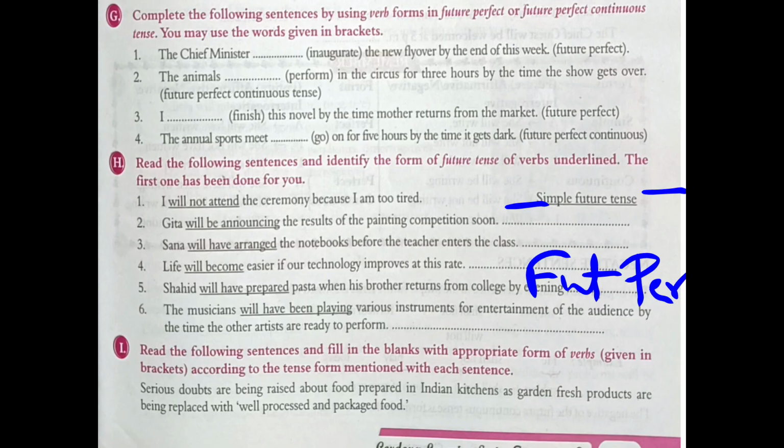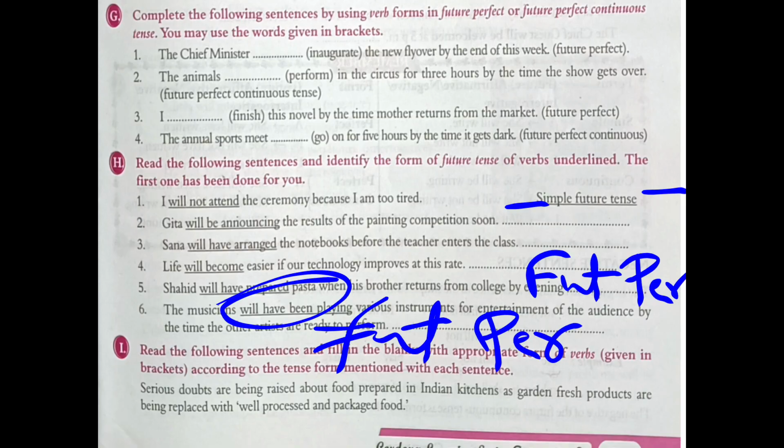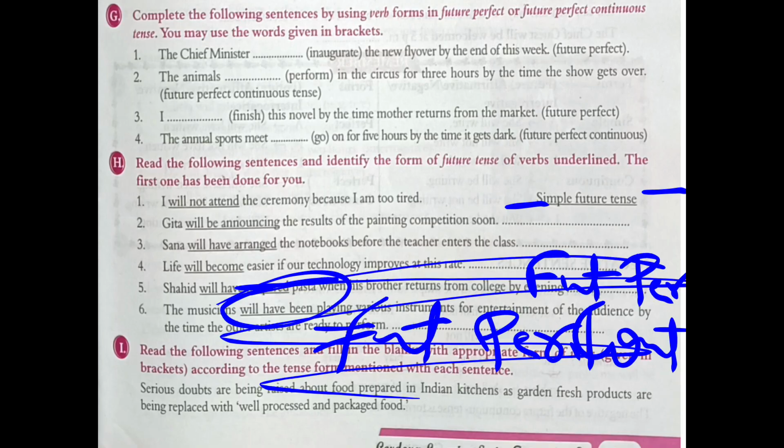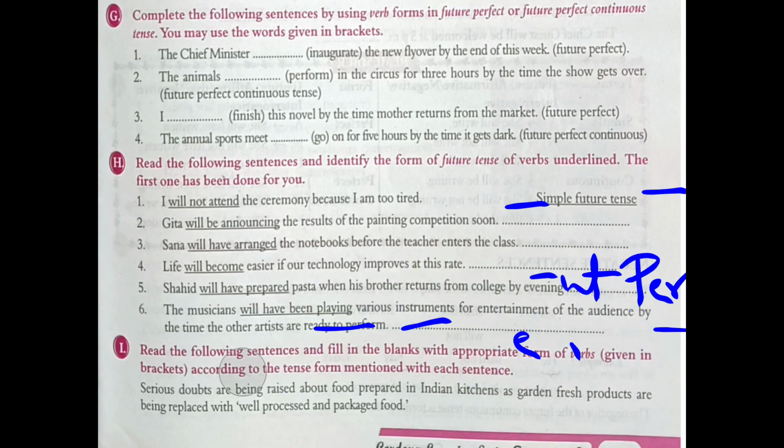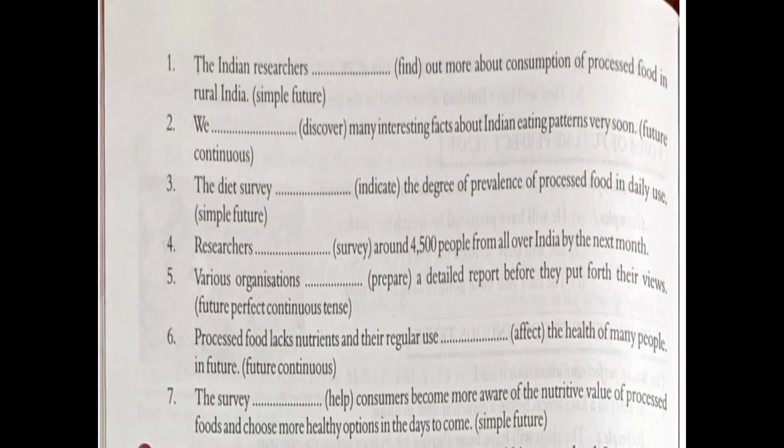time the other artists are ready to perform. So this is an example of future perfect continuous tense because have is also there and playing is also there. So this is an example of future perfect continuous. Okay, so I'm just writing PER so that you could easily understand, and then CONT for continuous. Alright. Now read the following sentences and fill in the blanks with the appropriate form of the verbs. So now let's do it.